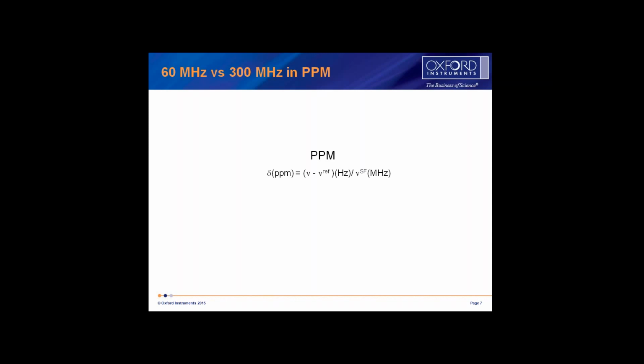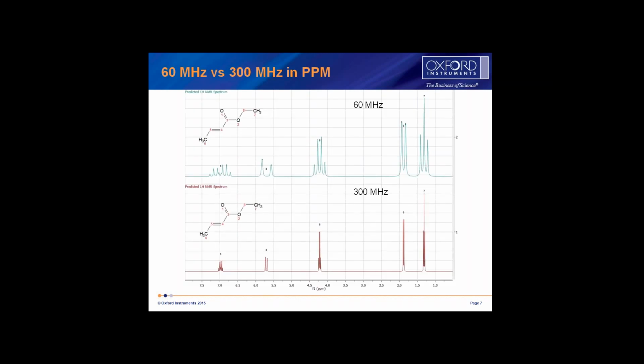In ppm, we take a frequency, subtract a reference frequency, and divide by the spectrometer frequency. So that's the frequency of our spectrum in hertz divided by the spectrometer frequency in megahertz. And when we plot those spectra in ppm, we find that all the resonances in the 300 and the 600 now line up. But there's still a notable difference between the two spectra.